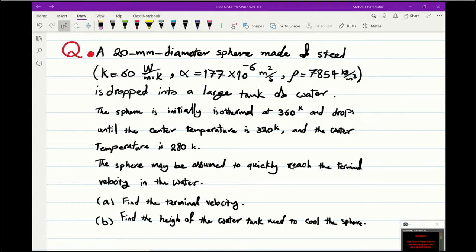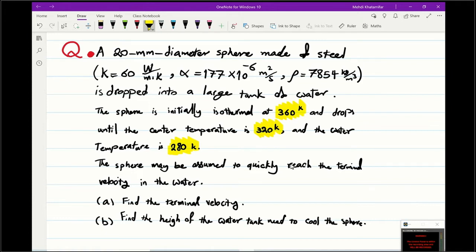The sphere is initially isothermal at this temperature, so let's highlight this. This is the initial temperature of the steel sphere, and it drops until the center temperature is 320 Kelvin. So the initial temperature is 360 and reaches 320, and the water temperature is 280. So this is T infinity for the water. The sphere may be assumed to quickly reach the terminal velocity in the water.